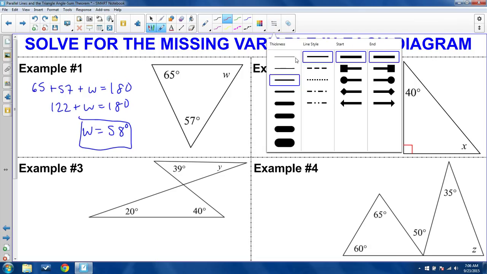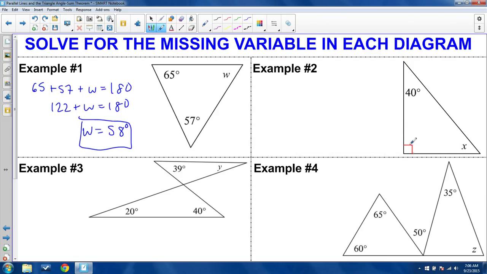Example number 2. Let's use different colors. I have a right triangle, so it was important for me to know that this measure is actually 90 degrees. Right? They don't tell you it. You have to, it's implied. So now I can add up 40, 90, and x, my unknown, and figure out how much that one is. And then 40 plus 90 is 130. So I subtract 130, and I get 50. Okay, that's one way to do it.